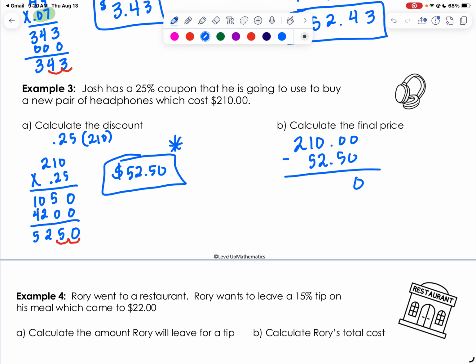So let's figure that out. That would be 10, that would be 9, this would be 5, no minus 2 is 7, 5, that would be 16. So he will pay $167.50 for the headphones.